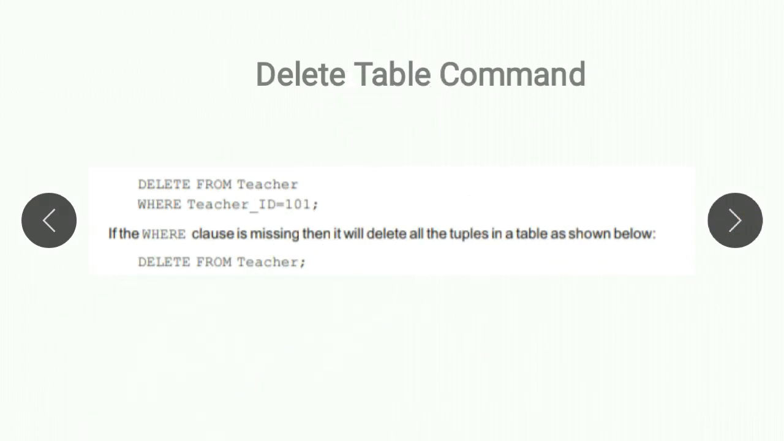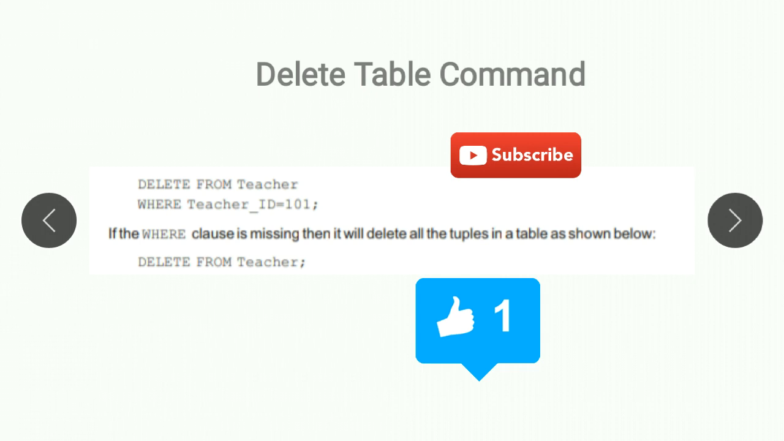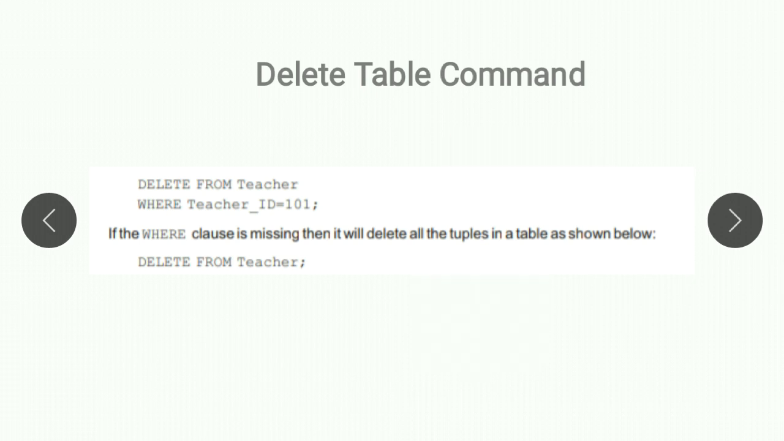Then there is the delete table command. If you want to delete any of the attributes from the table, you will use delete. From where do you have to delete? So delete from the name of that table where teacher ID equals to 101, which means it will delete that record. If you do not define the condition, then it will delete the complete table. So you have to define it. This is a very important thing to define, what you want to delete, otherwise it will delete the complete table.